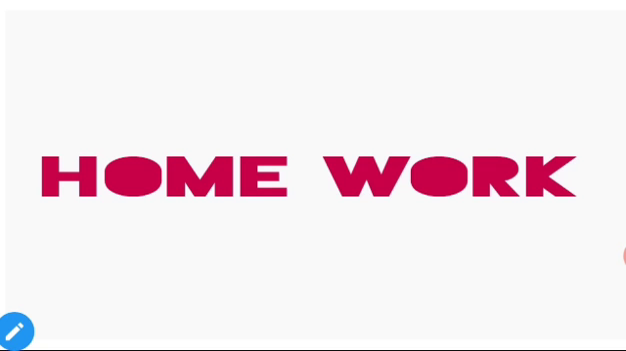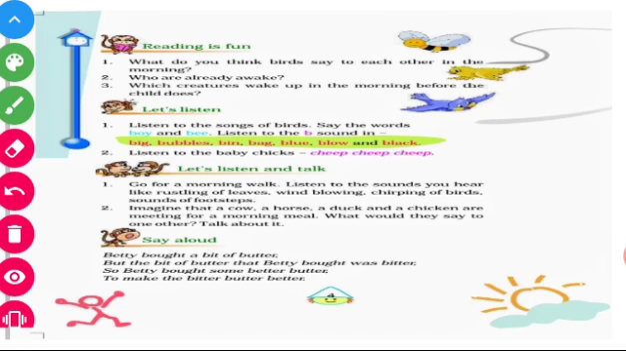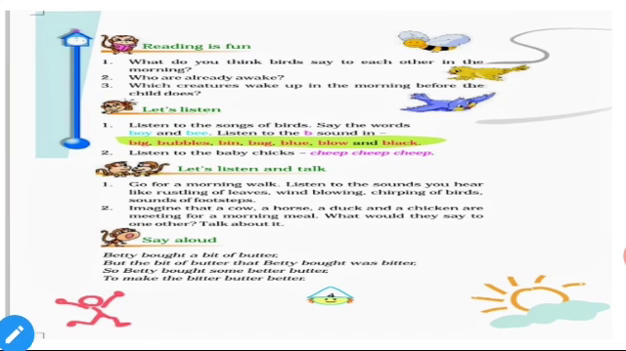And then next, today's homework for you. Listen carefully, students. You should write these three questions and answers in your homework note. And also you should read and pronounce the B sounds and the baby chick cheep cheep sound. You should definitely pronounce that. And then next, listen and talk: you should write a dialogue for this. I already showed that example for you.